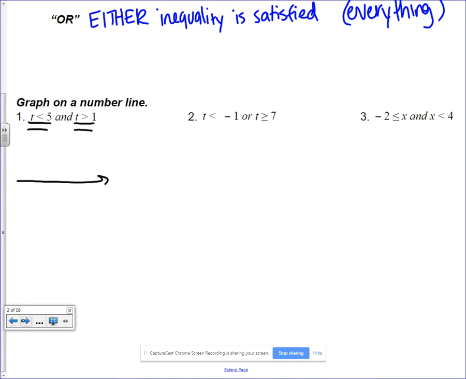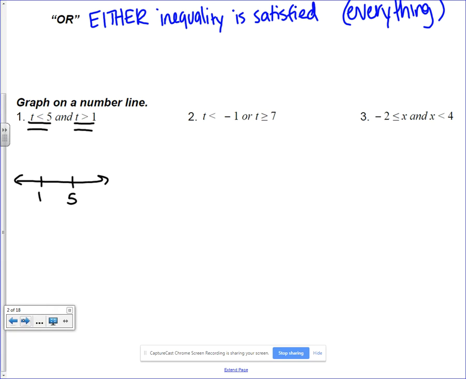So if I'm going to do my number line, which one is going to go on the number line first? Is the 5 or the 1 going to go first? Which one is lower? The 1. So the 1 is going to go first, and then the 5. You have to put them in numerical order because it's a number line. Okay, now so let's look at this first one over here. It says t is less than 5.